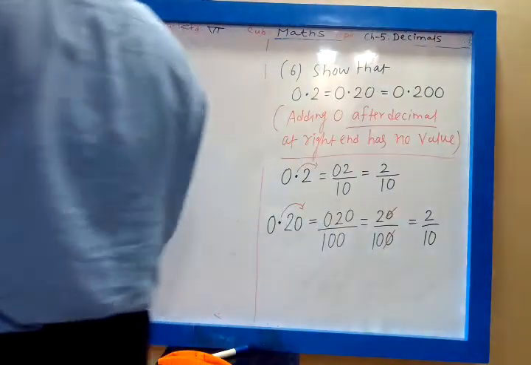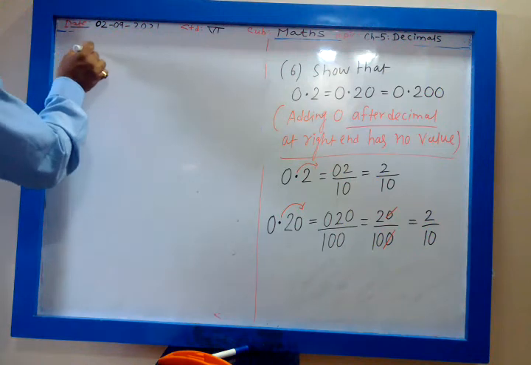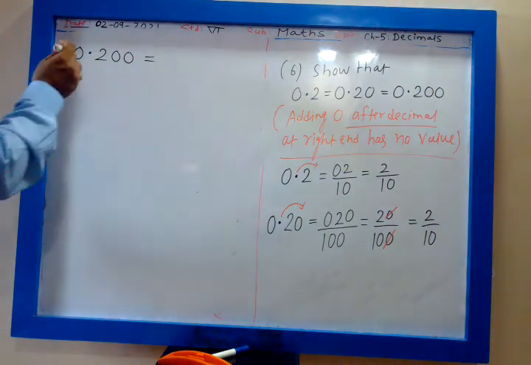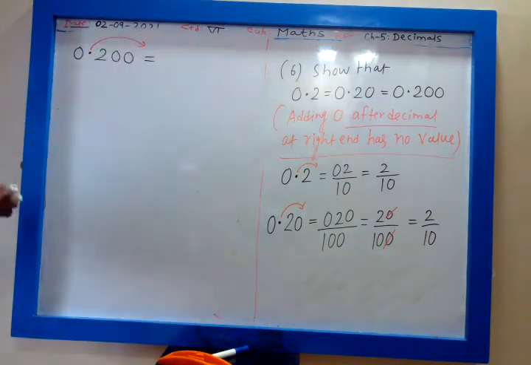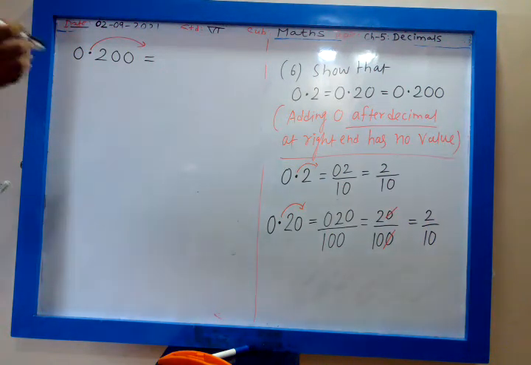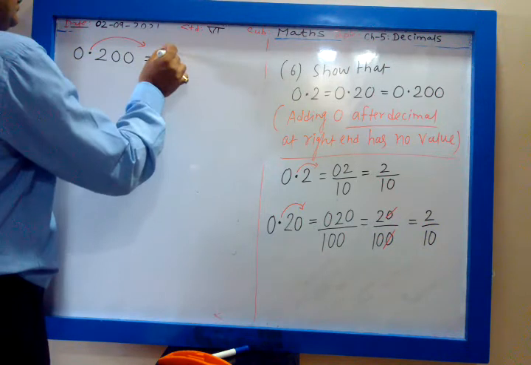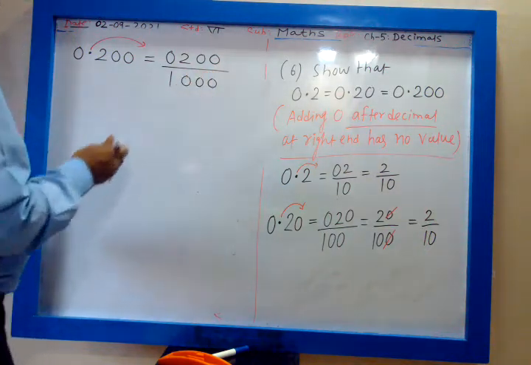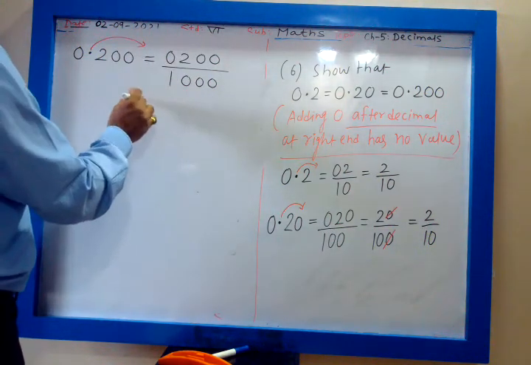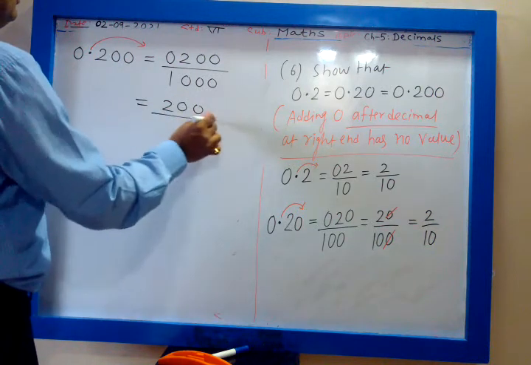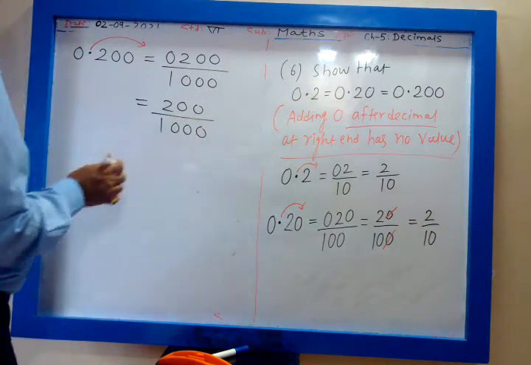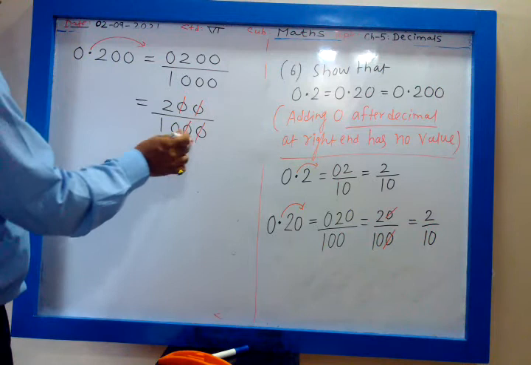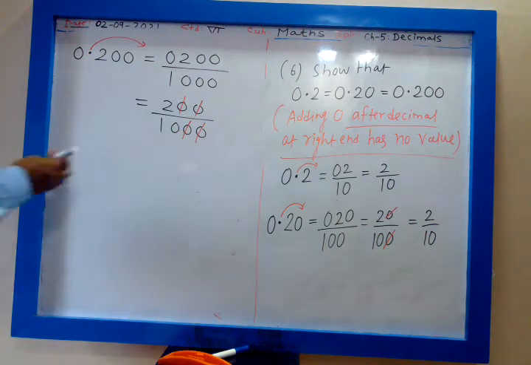Let us see what is next. 0.200. Now you tell me, after decimal how many digits are there? 3. So there will be 3 zeros in the denominator. So this is same as 200 upon 1000. Now how many zeros can you cancel? 1, 2. What is left? 2 upon 10.